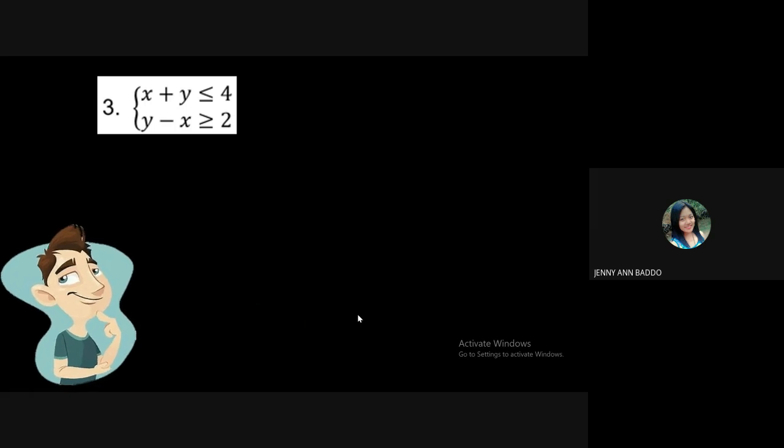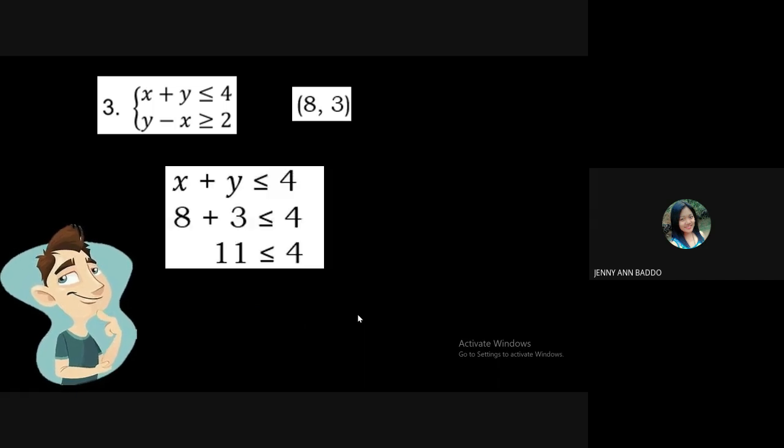x plus y is less than or equal to 4 and y minus x is greater than or equal to 2. Let us test the point (8, 3). Is it a solution of the given system of linear inequalities?